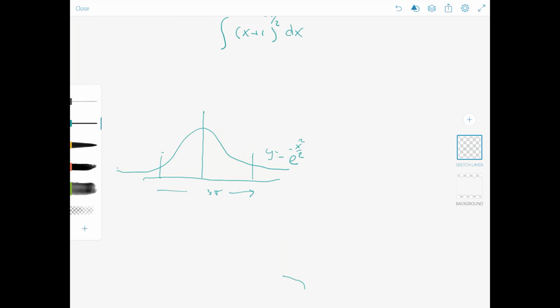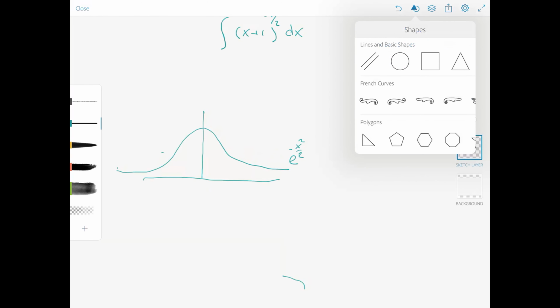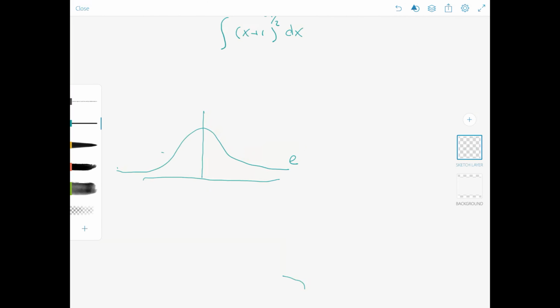Try and erase this as much as I can quickly. And I keep hitting the shape. My finger's too big here. Alright, so let's just erase this. Clear the board up.